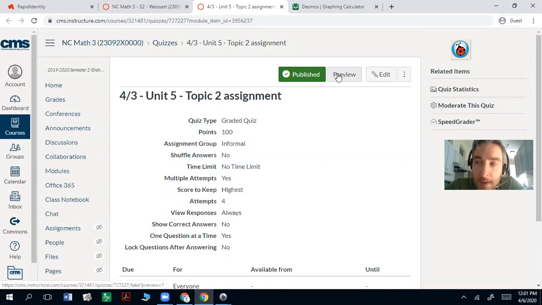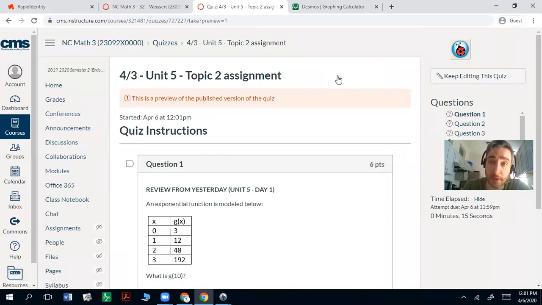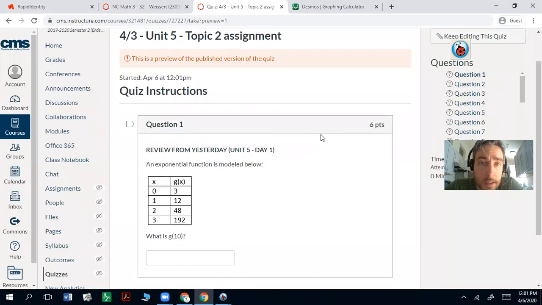So let's preview that. And I'll toggle back and forth between my writing so you can see me work out some things, and I'll put up Desmos. All right, I did this earlier. This is just following the pattern. Figure out what it's being multiplied by.